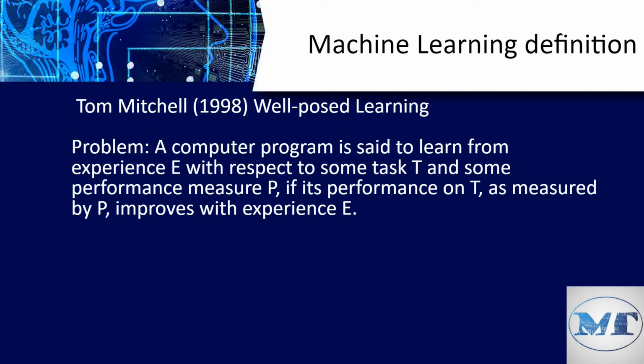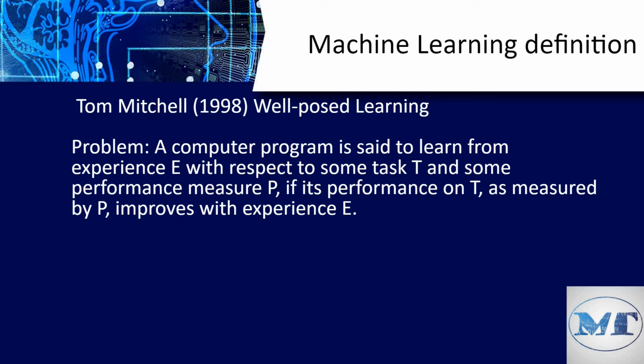For the checkers playing example, the experience E would be the experience of having the program play tens of thousands of games against itself. The task T would be the task of playing checkers, and the performance measure P would be the probability that it wins the next game of checkers against some new opponent. So that was a definition of machine learning by Tom Mitchell.